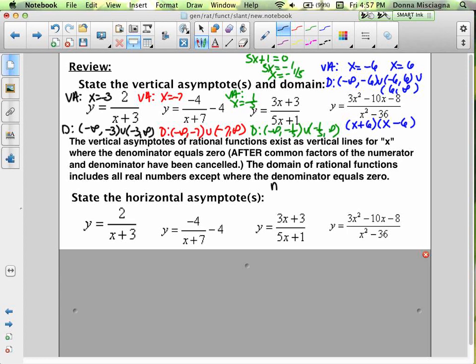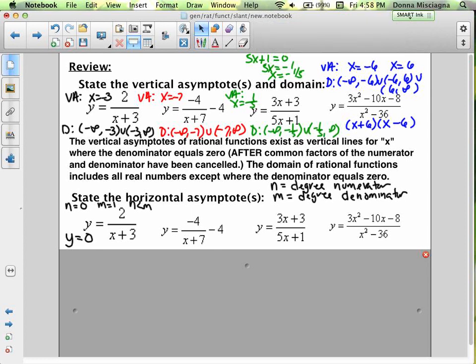Right? So n is the degree of the numerator, and m is the degree of the denominator. Right? So here our n would be 0 because there's no x here, so it means we kind of have x to the 0 power. And our m would be 1 because we have x to the first power. Well, n is less than m, so that means our horizontal asymptote is going to be y equals 0.